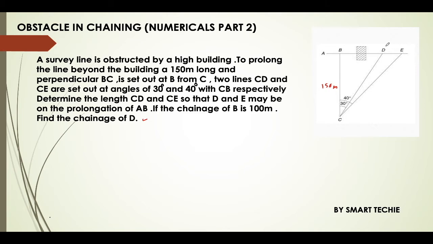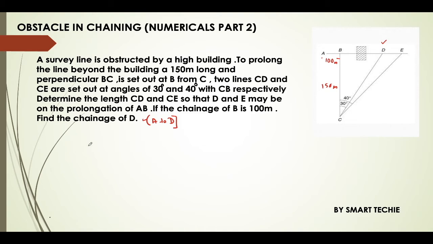What we need to find is the chainage of D. They have given the chainage of B as 100 meters. That means the survey has been started from point A till point B, and the chainage is 100 meters. So this distance is 100 meters. When they ask the chainage of D, it is from the starting point to D, that is the distance from point A to point D.